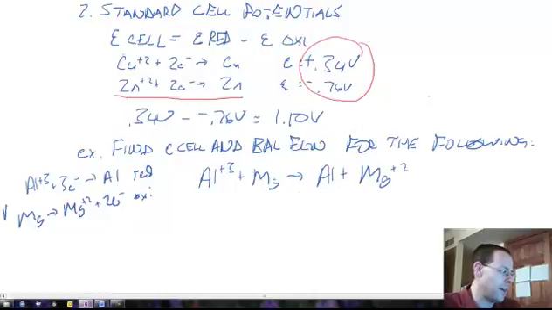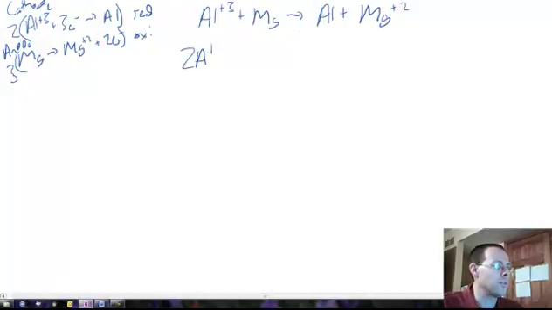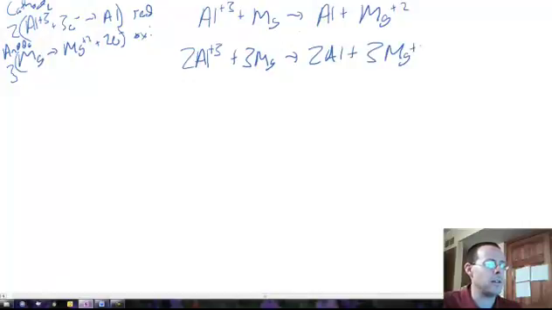So this is our anode. And up here is going to be our cathode. Alright, so once we write these, we can go ahead and balance this equation, because we're going to balance our electrons. So we really need to multiply our reduction half reaction by 2 to get 6 electrons. And we're going to multiply our oxidation half reaction by 3. So we really want 2 aluminum plus 3s plus 3 magnesiums is going to yield 2 aluminum metals plus 3 magnesium ions.